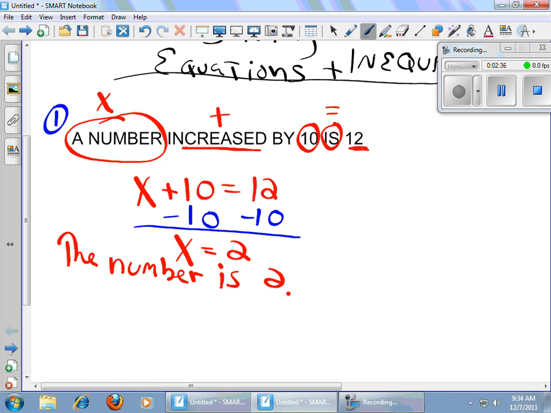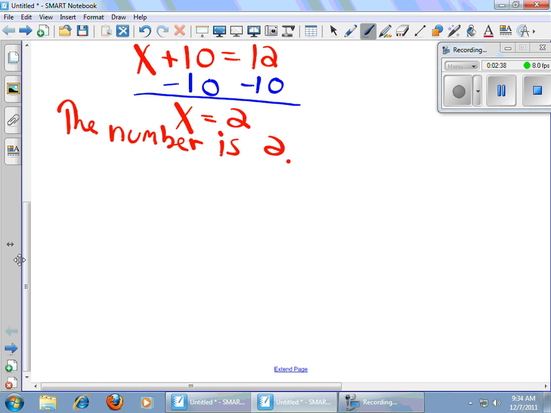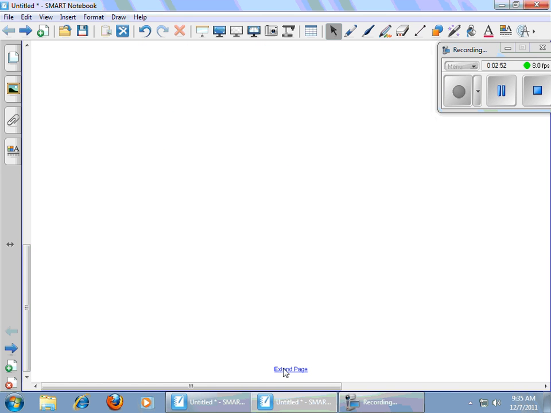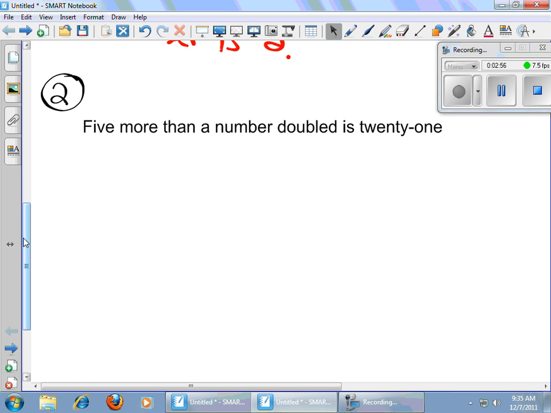Let's look at a second example that'll have a few more words in it. Example number 2. Okay, let's look at this example. 5 more than a number doubled is 21. Well, again, I'm always going to start with the variable. I need a number. Well, I'll call it n this time, n for number. Now, I don't start at the beginning of the sentence. I always start with the number. And I have to double my number. Well, how do I double a number? That would be 2 times that number, or in this case, 2n.